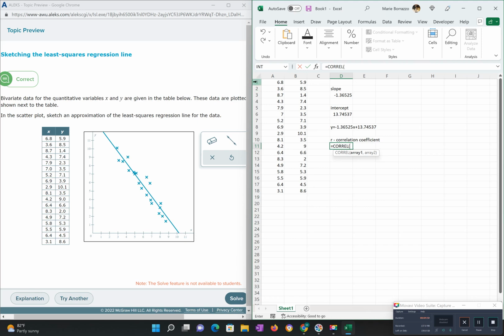So if you go equals CORREL you'll get the correlation coefficient. And it's just asking you for the array. It doesn't matter the order. So this has a negative and strong association. So we would say, in this case, there are two variables, x and y. So you would say there is a negative and strong association between the variables, whatever they are. If they happen to be aspirin and headache time reduced, or in this case, x and y, because they didn't tell us what they were.